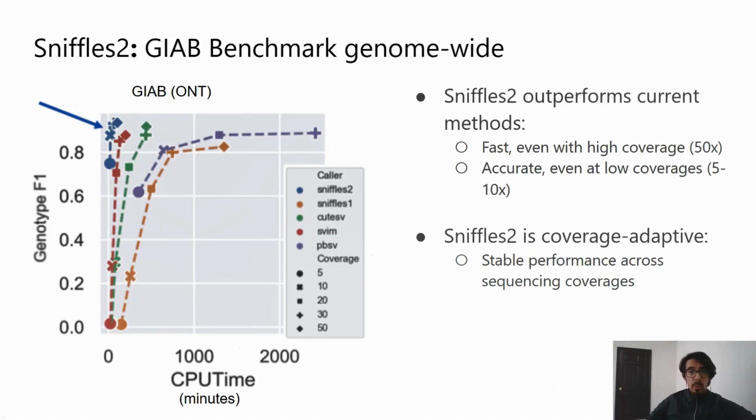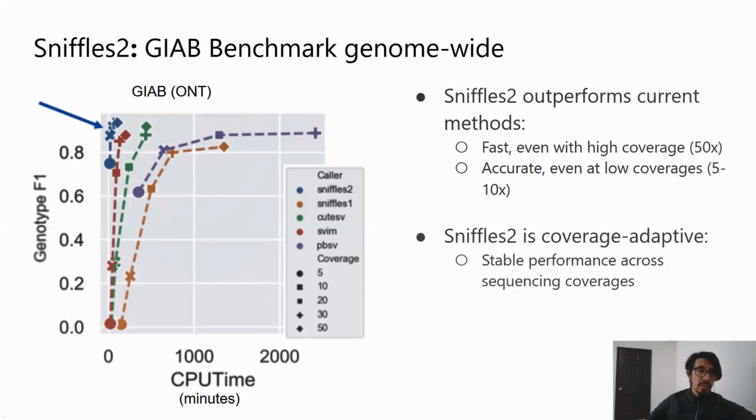As a metric, we're going to use the F1 score, which combines precision and recall in a single metric. Here, we're using the genotype F1 score, which not only takes into account the presence or absence of the structural variant, but also its genotype. We can show you here, with the blue arrow, the performance of Sniffles 2 in both F1 genotype and CPU time. And as you can see, Sniffles 2 has the highest performance compared to all methods shown here, which are Sniffles 1, CuteSV, PBSV, and SVIM.